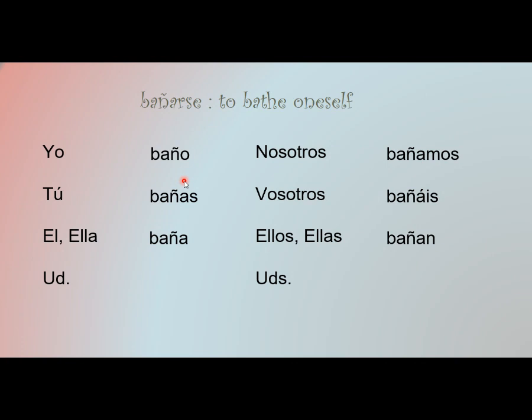Without the reflexive pronoun, if you just use yo baño, you would need a direct object. So maybe you bathe your dog. Yo baño, and then you could put mi perro at the end of that. That is not a reflexive sentence because there's no reflexive pronoun, and the person receiving the action would be the dog.